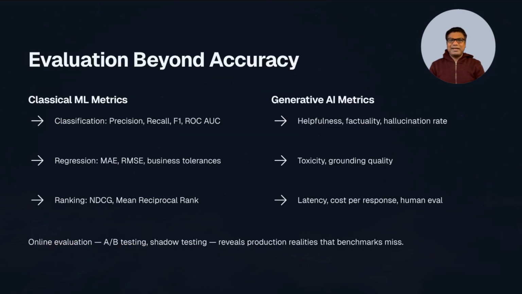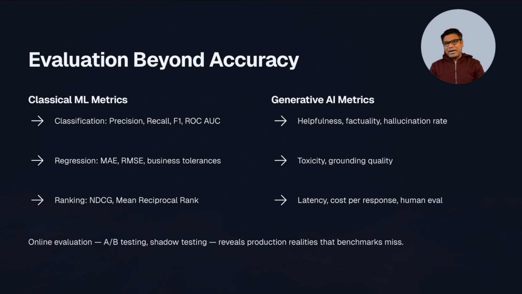Evaluation in machine learning is often misunderstood. Accuracy alone is rarely enough. For classification, teams may track precision, recall, F1 score, ROC-AUC, calibration, and confusion matrices. For regression, common metrics include mean absolute error, root mean squared error, and business-specific tolerances. Ranking systems look at metrics such as NDCG and mean reciprocal rank.